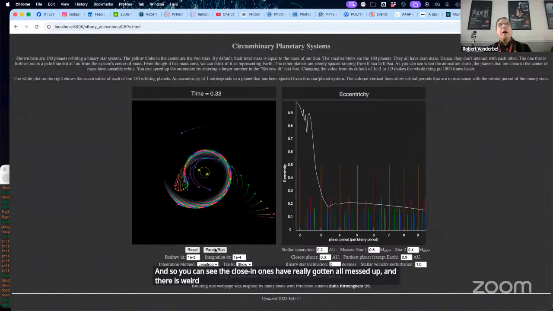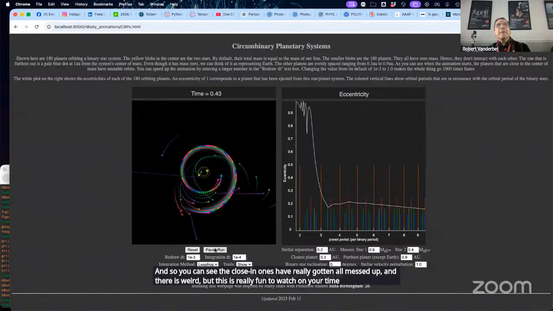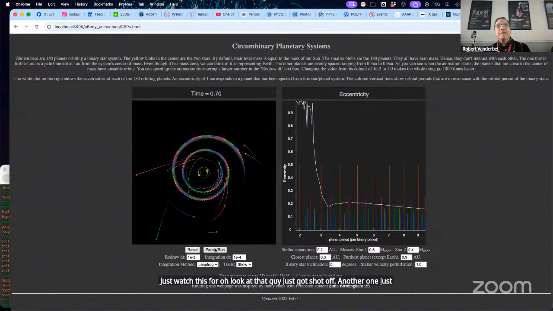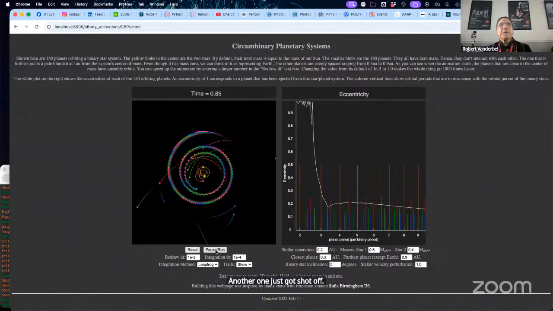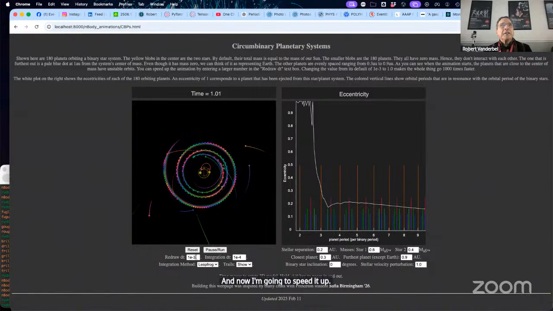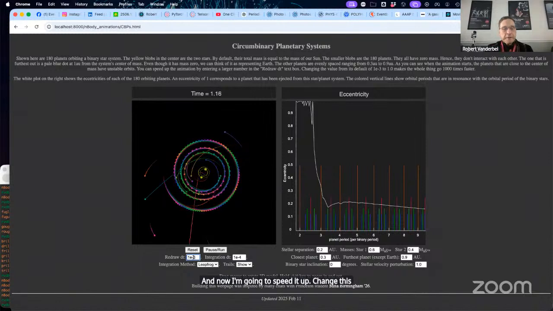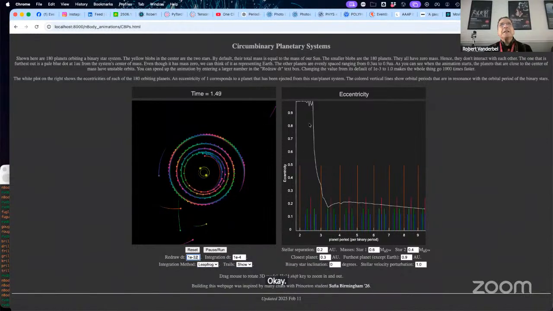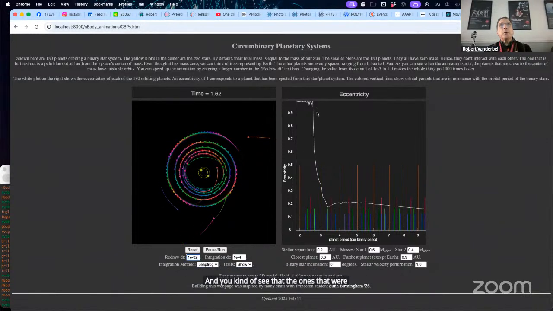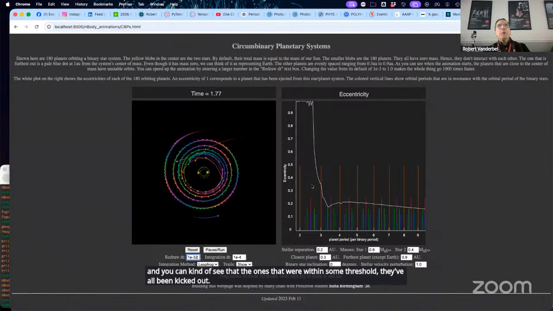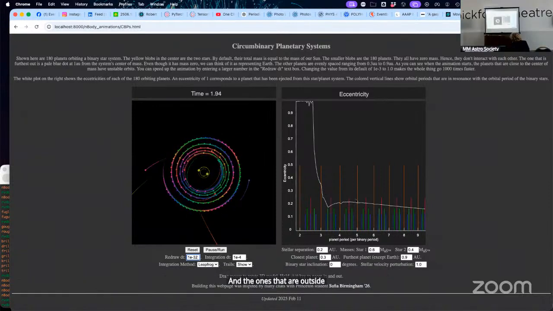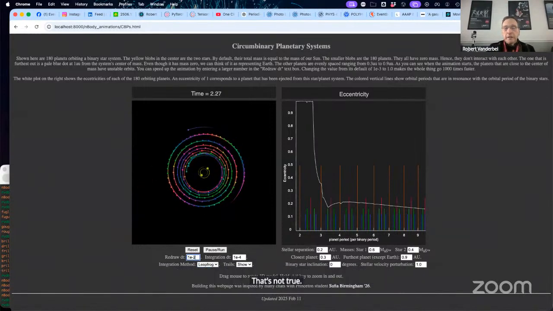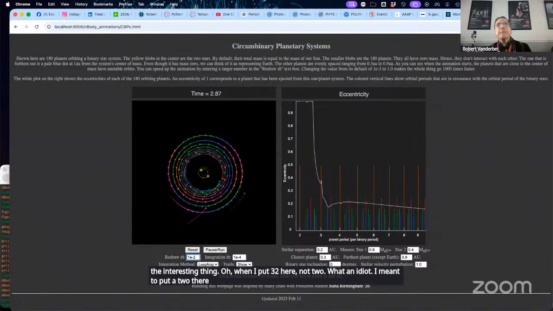But this is really fun to watch on a longer time scale. Look at that guy, he just got shot off. Another one just got shot off. And now I'm going to speed it up. Let's speed up just a little bit to start with. Okay. And you can kind of see that the ones that were within some threshold have all been kicked out, and the ones that are outside this threshold are pretty much happy. And that's the interesting thing. Oh, I put 32 here, not 2. What an idiot. I meant to put a 2 there to make it go faster.